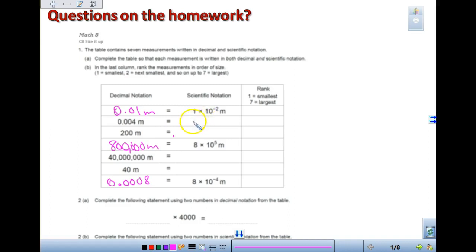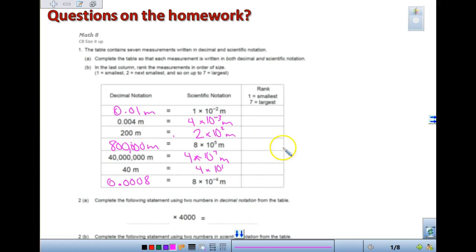If I was looking here in scientific notation, 4 times 10 to the negative 3 meters. 2 times 10 to the second meters. 40 million comes out to be 4 times 10 to the 7th meters. And you should have had 4 times 10 to the first.